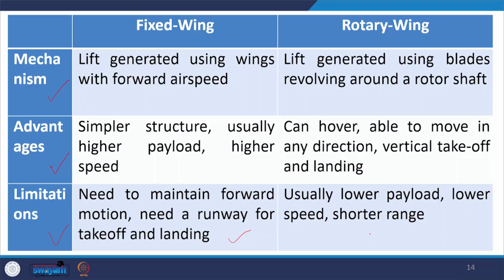Now, coming to the limitations, the fixed wing drone needs to maintain forward motion and needs a runway for takeoff and landing, and sometimes this could be a limitation to using a fixed wing drone. Rotary wing usually has a lower payload, you cannot carry a large amount of sensors which have weight, lower speed, and they have a shorter range to cover. So, these are the merits and the demerits of both types.